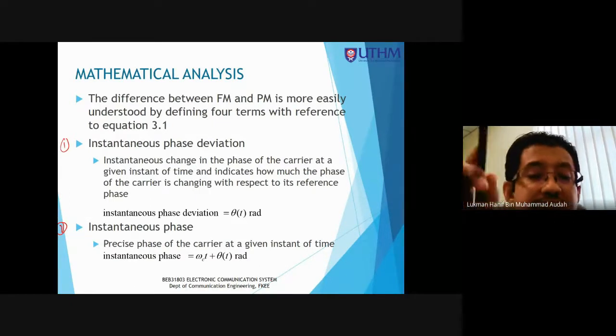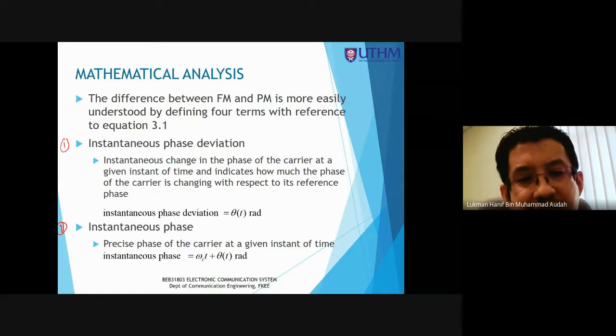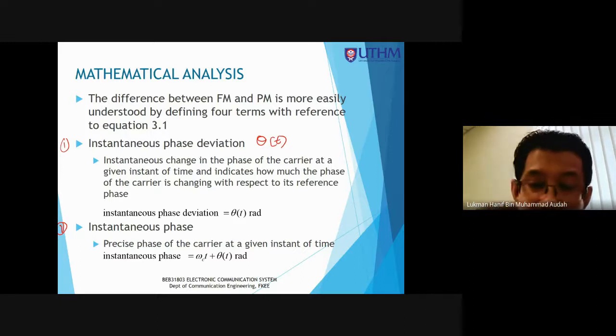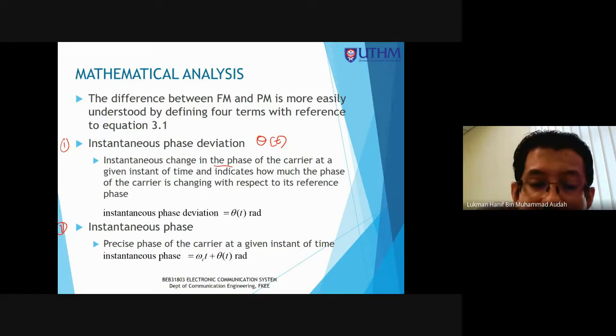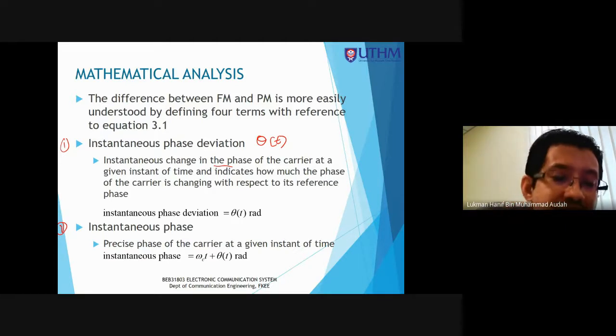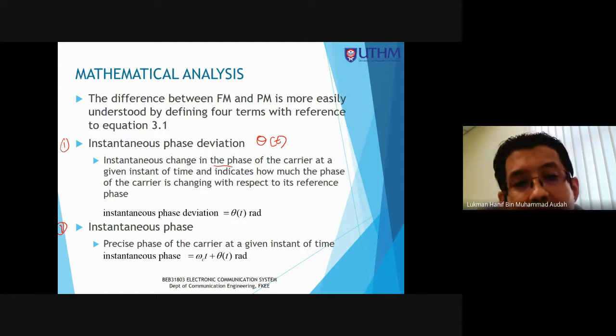So the first one is the instantaneous phase deviation. What is the instantaneous phase deviation? It is regarding the parameter of theta t. So theta t is defined as the instantaneous phase deviation. It is the instantaneous change of phase of the carrier at a given instant of time, and indicates how much the phase of the carrier is changing with respect to its reference phase. Dia adalah kadar perubahan fasa carrier pada masa tertentu. Okay, dan unitnya adalah radians.